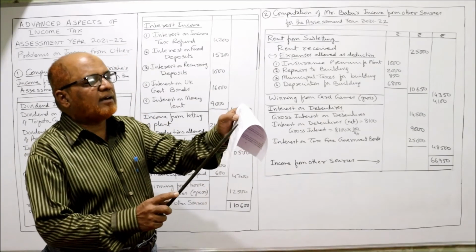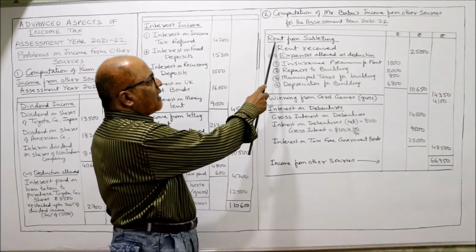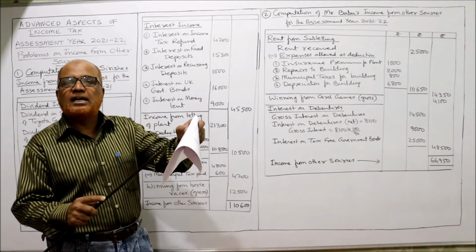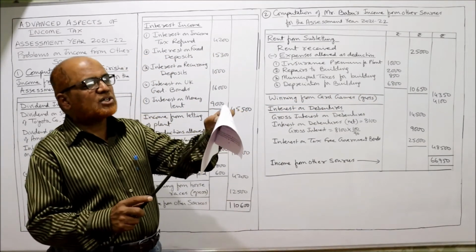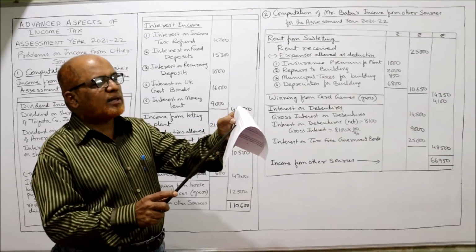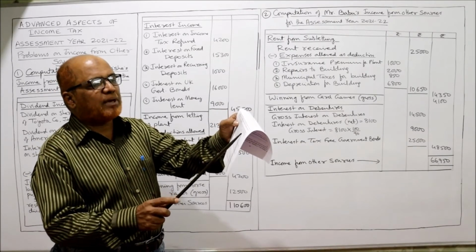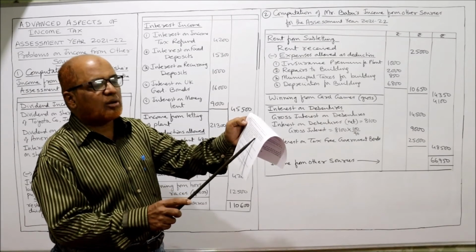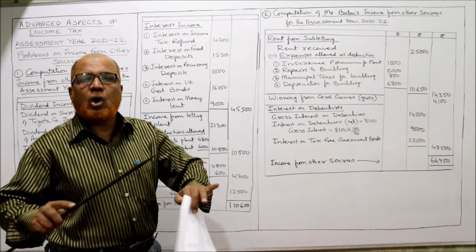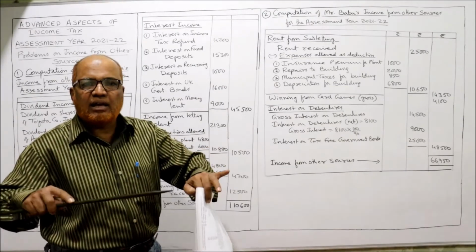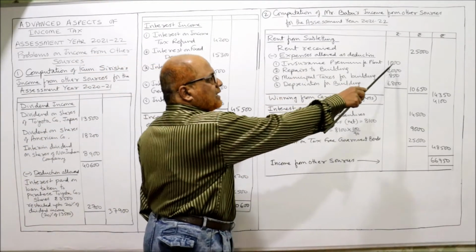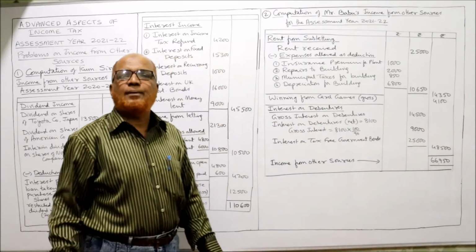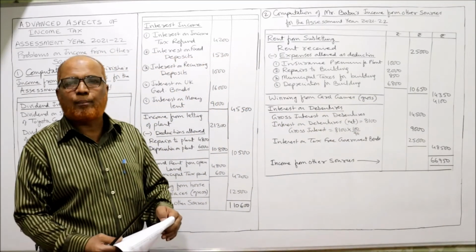The composite rent received is 25,000. From this, all deductions are allowed. The deductions are insurance premium of plant 1,000, repairs to building 2,000, municipal taxes for building 850, depreciation on building 6,800. All these are the expenditure incurred. All will be deducted. So 10,650 deducted, and 14,350 is the income from letting out of plant.